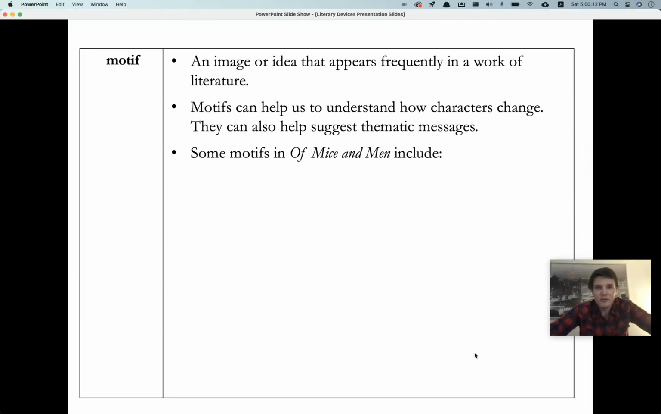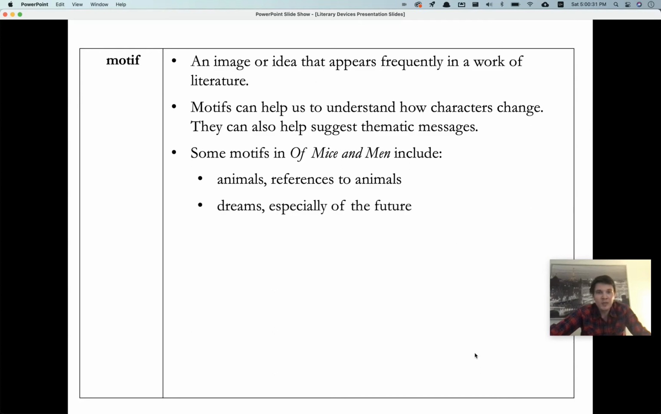Some examples from Of Mice and Men to help you understand what a motif is. We had a lot of animals and references to animals throughout Of Mice and Men, which helped us in a lot of ways to understand Lenny, who he was, what his personality was like, what his flaws were as a human being.